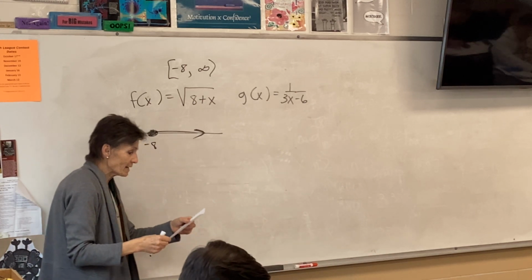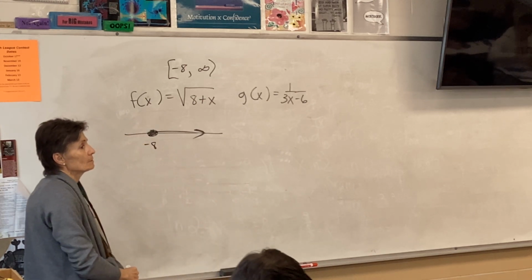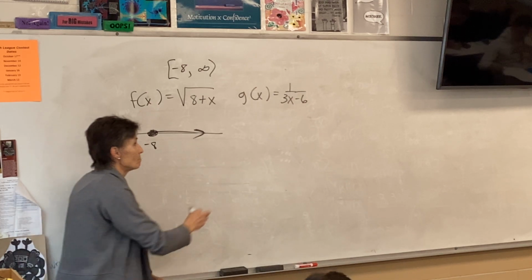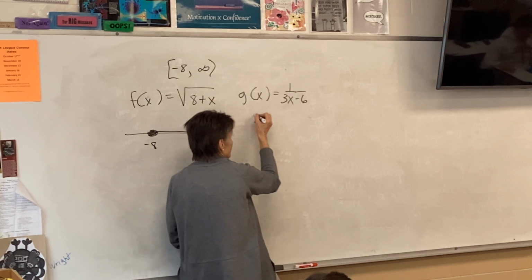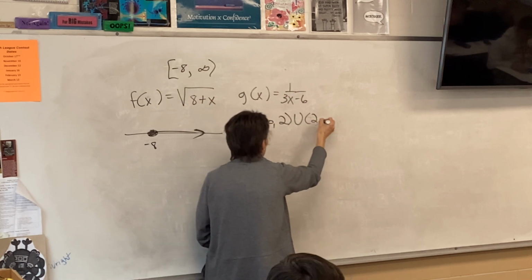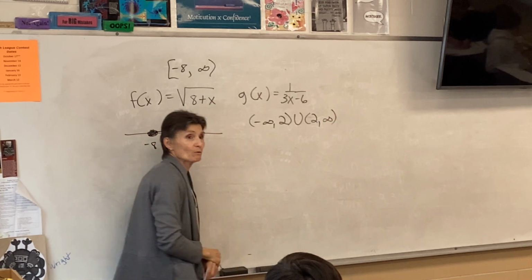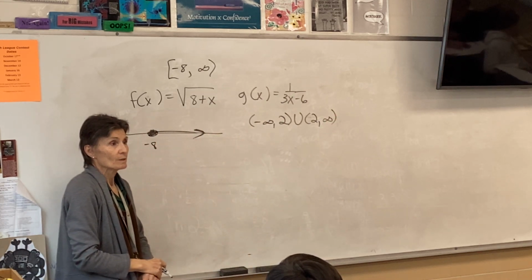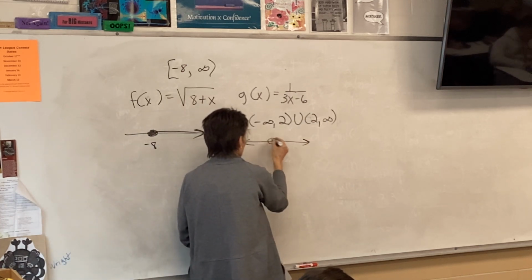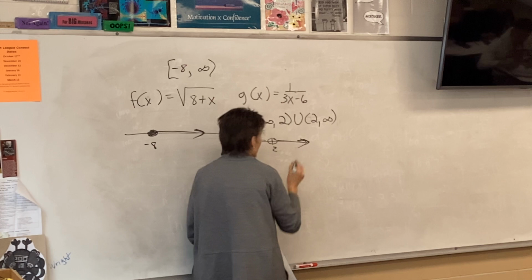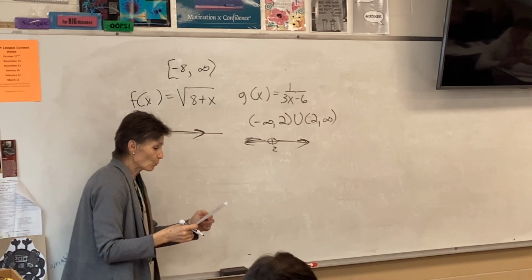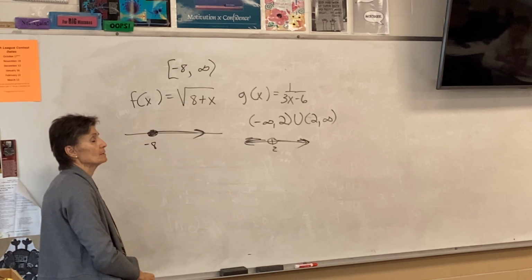What about the domain of G? What's the domain of G? Basically everything except 2, right? So on the number line, if we graphed that, it would be an open dot at 2 and everything else. Okay.